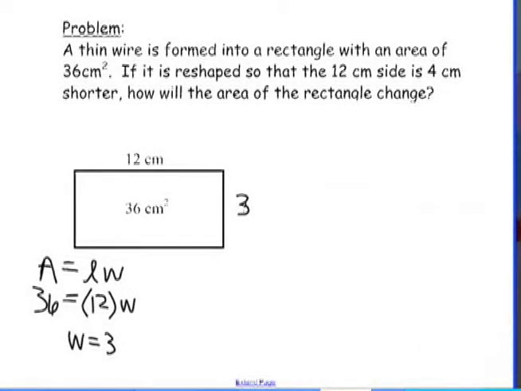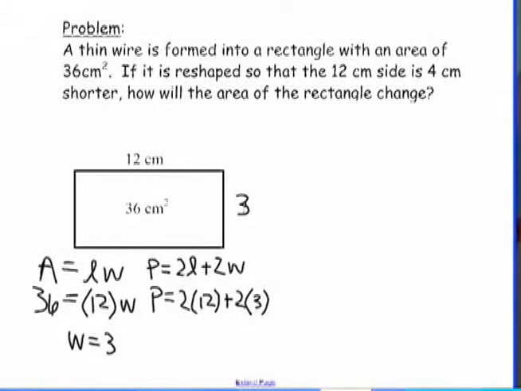What we need to do now is figure out the perimeter of the whole rectangle. So our perimeter is equal to 2L plus 2W. We now know our length and our width, so our perimeter is going to equal 2 times 12 plus 2 times 3. So we get our perimeter is now equal to 30 centimeters. With this, we can now figure out the rest of the problem.